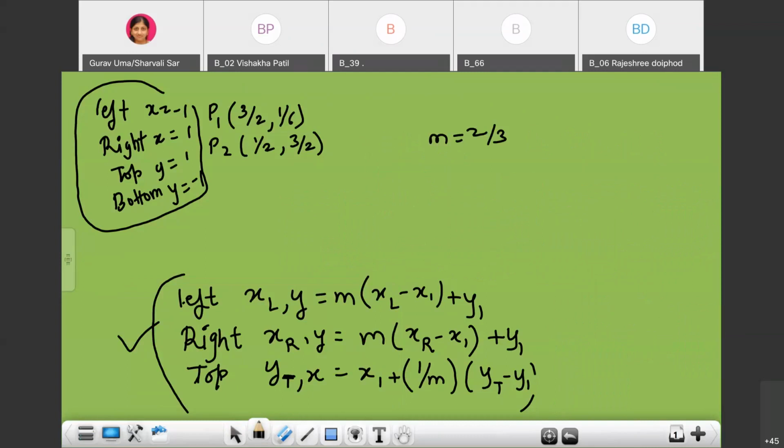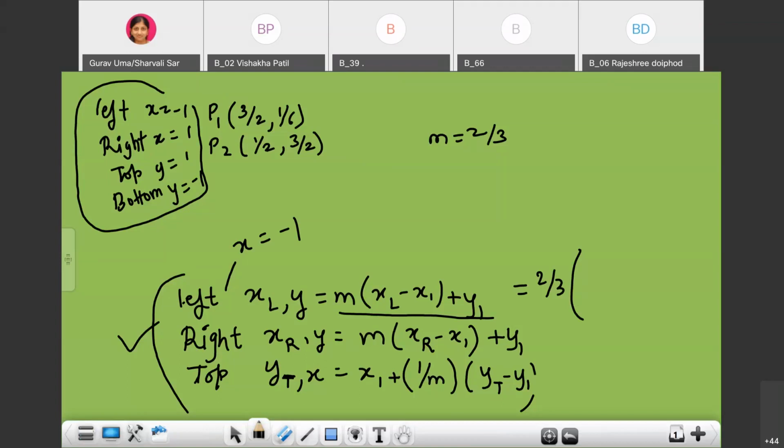Now see for the left side. If we consider the left side, we know for this purpose x is -1. Now we have to calculate the left side point. So for the left side point, just write the points with the help of the formula. So this is the formula. m I have got, it is 2/3. Then xl, in this case, xl means it is -1.